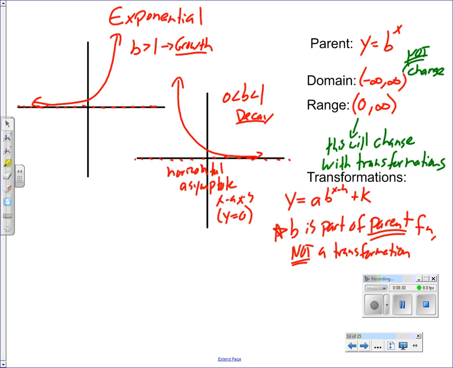So when we add transformations in, that's going to change our range, but our domain will always stay the same for an exponential function.